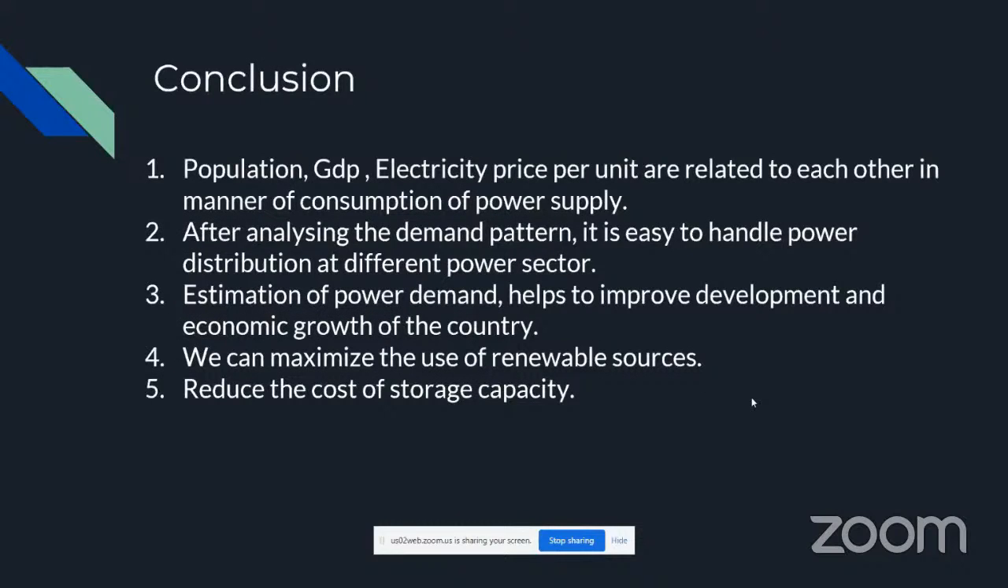This is my conclusion. Population, GDP, and electricity price per unit are related to each other in terms of consumption of power. We can maximize the use of renewable sources if we know about the daily demand pattern of the power consumption. After analyzing the demand pattern, it is easy to handle power distribution at different power sectors. It also reduces the cost of storage capacity, because if we know the demand pattern of the daily limit, then we can generate as much electricity as we consume on a daily basis. So less storage capacity will be required.